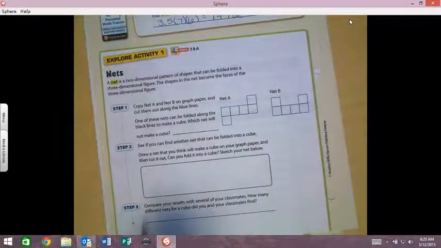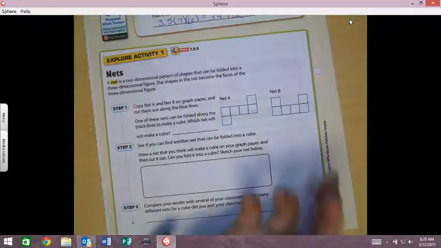Okay, so in this activity, we're just going to kind of read through it. Okay. So it says a net is a two-dimensional pattern of a shape that can be folded in a three-dimensional figure. The shapes in the net become the faces of the three-dimensional figure. We've worked with nets before, so this should be familiar. It says copy net A and net B onto graph paper and cut them along the blue lines. One of these nets can be folded along the black lines to make a cube. Which net will not make a cube?